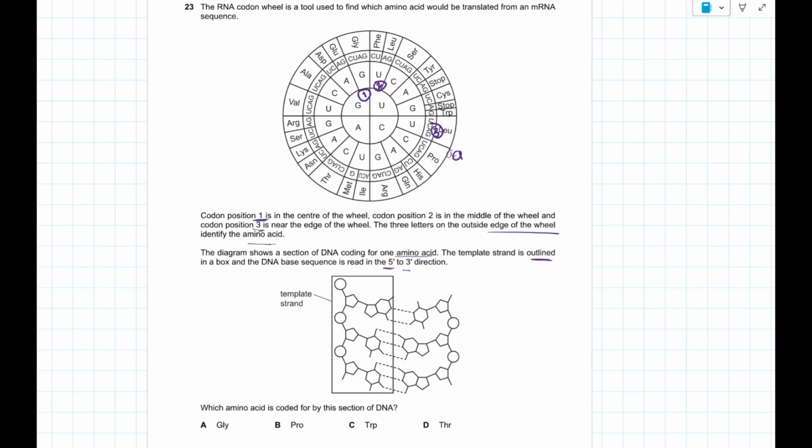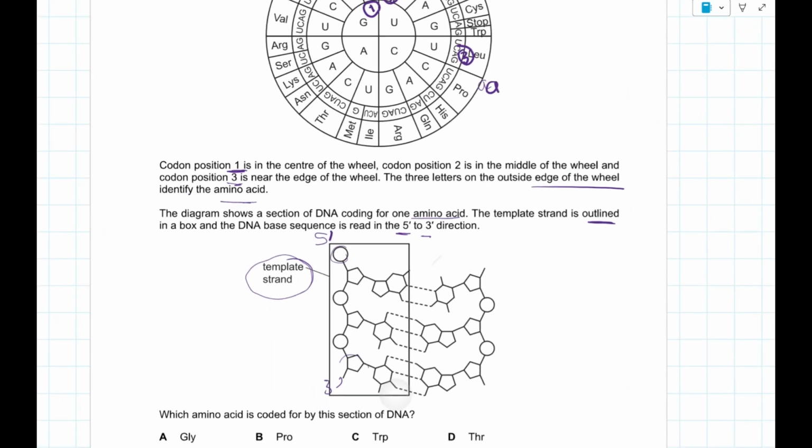So this question actually looks harder than what it is, so let's break it down. First of all, here we could see the template strand, so thankfully they've identified it for us. As we all know, if we can see the phosphate group here, this means that it starts at the 5'. And the 3' is going to be the pentose sugar. So we know that it goes from the 5' to the 3'.